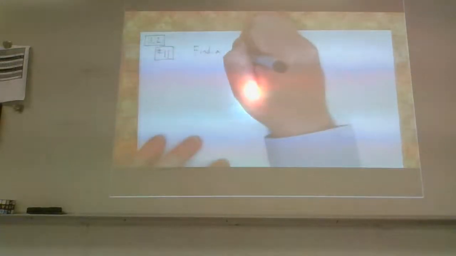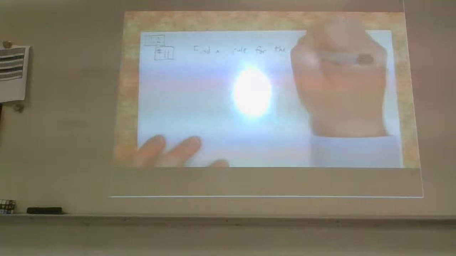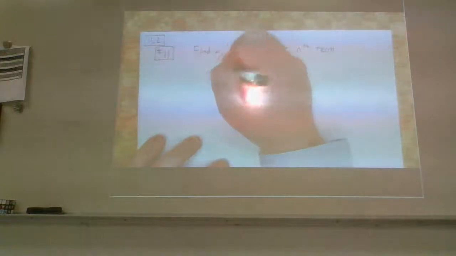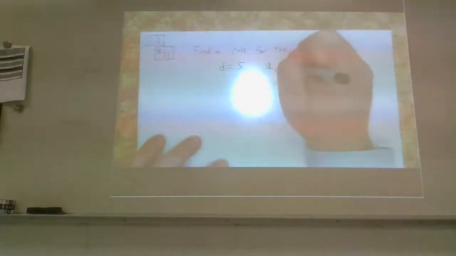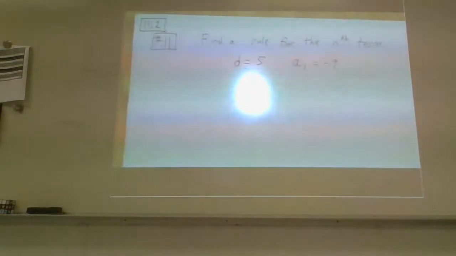They want you to find a rule for the nth term. I'm not going to write down the rest of it. Just write a rule for the nth term where they give you d is equal to 5 and a sub 1 is equal to negative 9. And that's all the information that they give you.